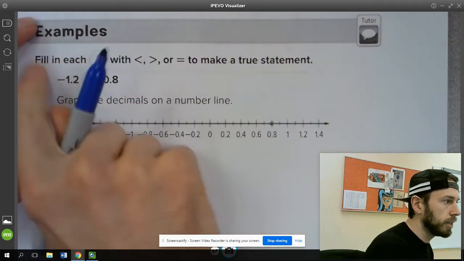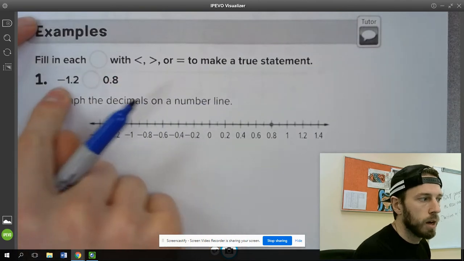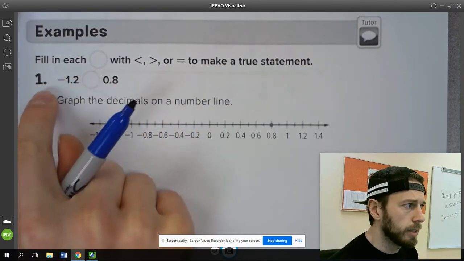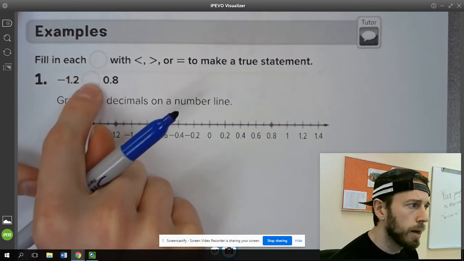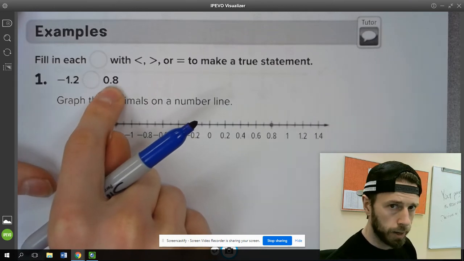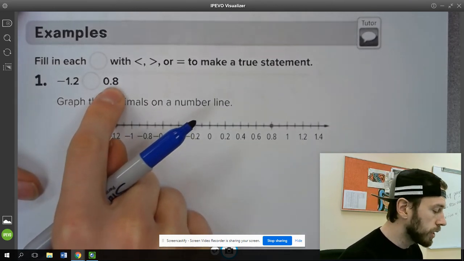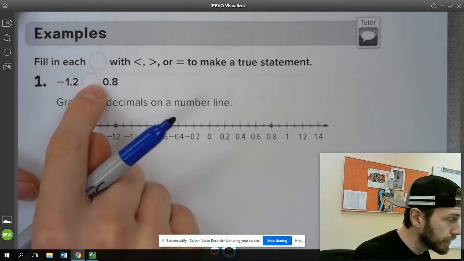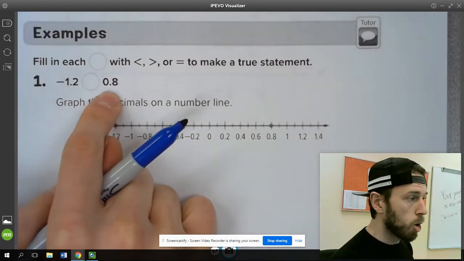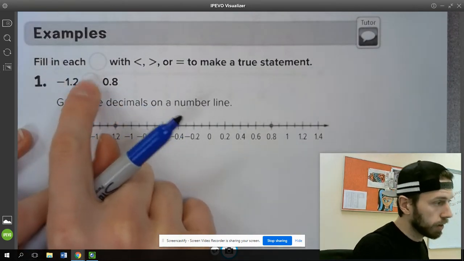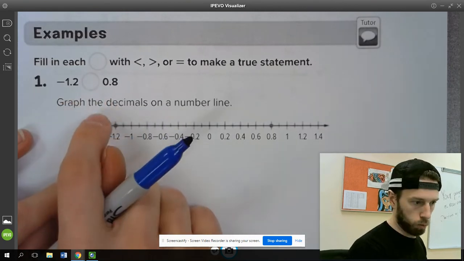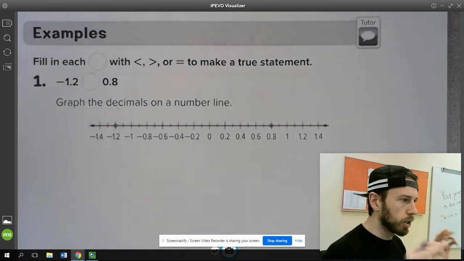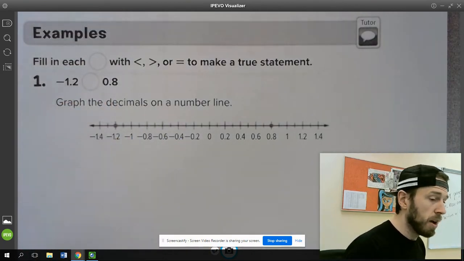Now, what we can do with this is actually compare and order decimals. If I were to plot these two on the number line, the sentence I'm trying to read here is negative 1.2 is what compared to 0.8? So what you need to do is tell me that negative 1.2 is less than 0.8, or you tell me negative 1.2 is greater than 0.8, or you tell me that those are equal. So let's take a look at the number line first to see where we're at here.